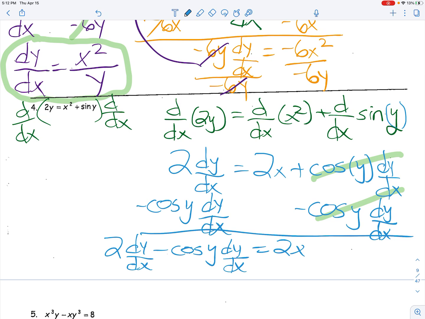So I'm going to have 2 dy/dx minus cosine of y dy/dx is going to equal 2x. Let me factor out a dy/dx here. All right, I'll bring it over here. Factor out a dy/dx. And I have 2 minus cosine y left over, right? Is going to equal 2x.